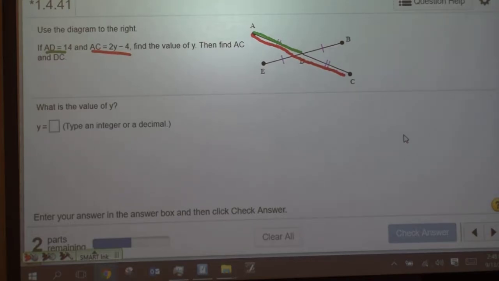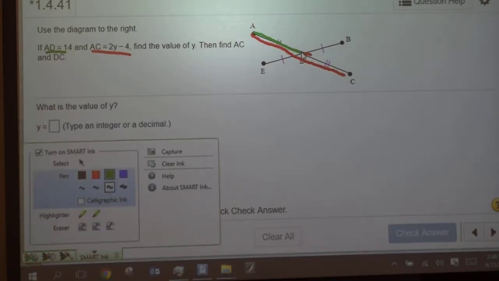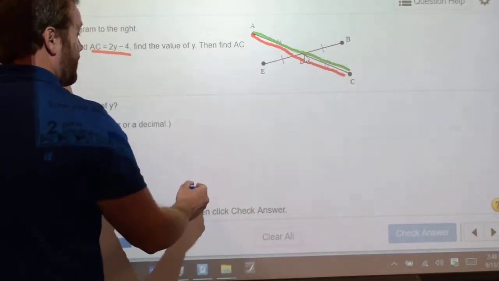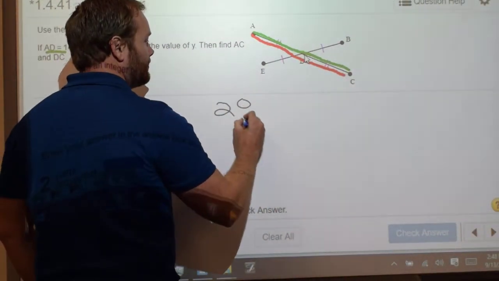But because of those markings, because there's 2 hash marks in here, and there's 2 hash marks in here, do I know that the distance from D to C is the same as the distance from A to D? Yeah. So now would the green distance be equivalent to the red distance? But what did I have to do to the green distance to make them equal? I had to double them. The green one was 14. You need to double that one. So I'm going to make this 28.